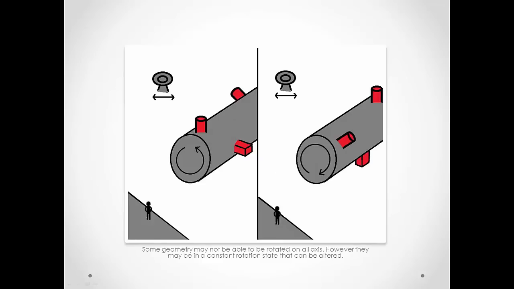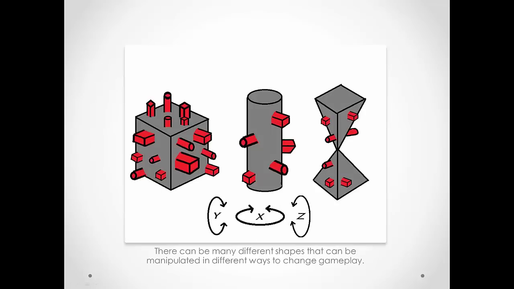Some geometry may provide different challenges and cannot be manipulated in the same way as others. For example, this piece of geometry is in constant rotation on one axis and cannot be rotated on the others. As the object is in constant rotation, the player can manipulate the rotation direction clockwise or counterclockwise.